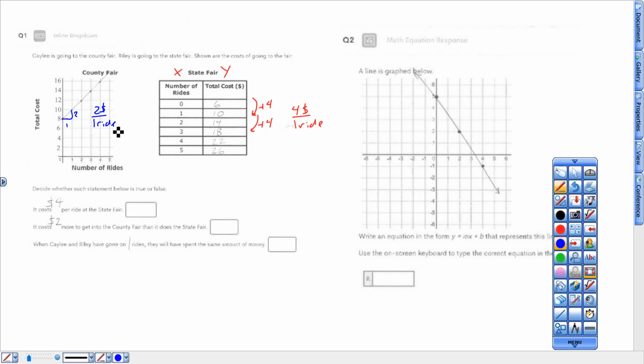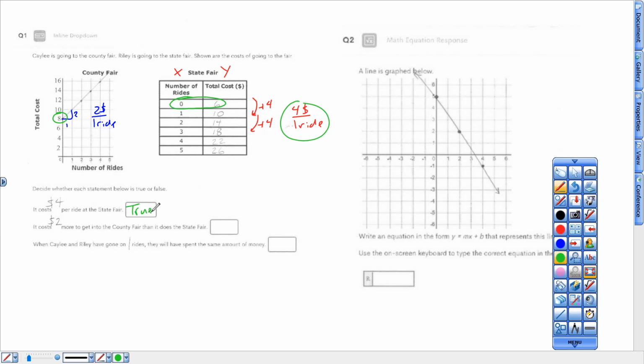And then, of course, the all-important y-intercept. This is the y-intercept. That's how much it costs to get in, $6, $4 per ride. Over here is the y-intercept. Costs $8 to get in, $2 per ride. So here we go, asking these questions. It costs $4 per ride at the state fair, and I can see that that is true.